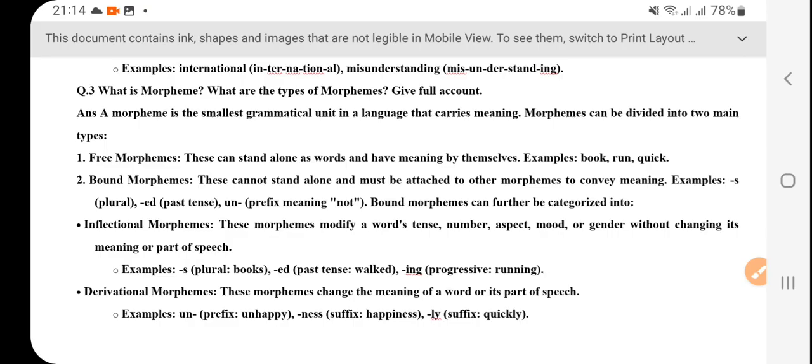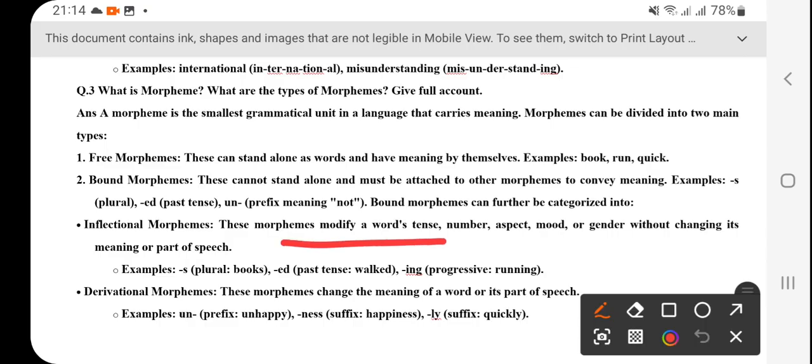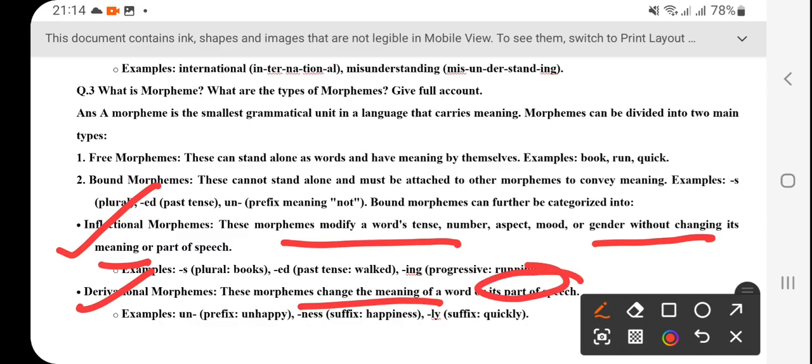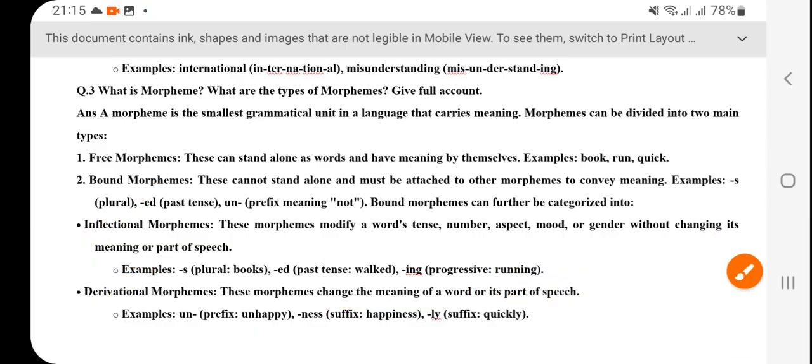Derivational morphemes change the meaning. Here in inflection the meaning does not change; in derivation, it changes the meaning, right? And also the part of speech. For example, prefix: happy, unhappy, right? And then -ness, happiness. That is the noun form, happiness, right? Quickly, adverb form, quickly, something like this.